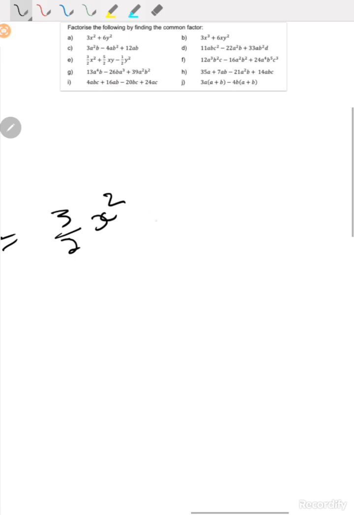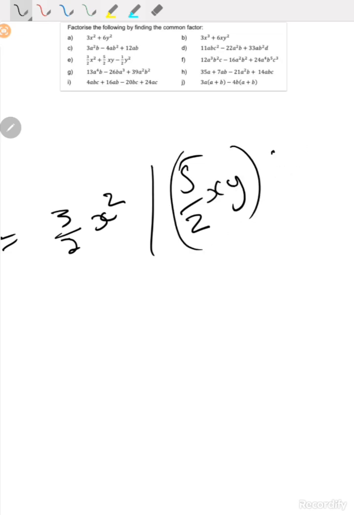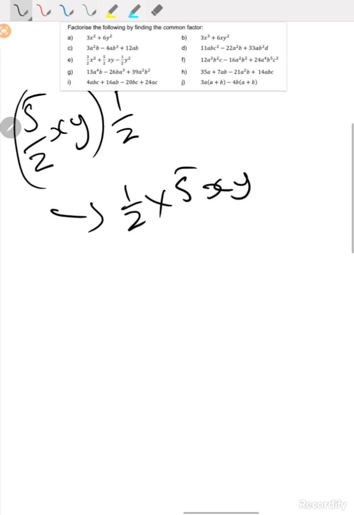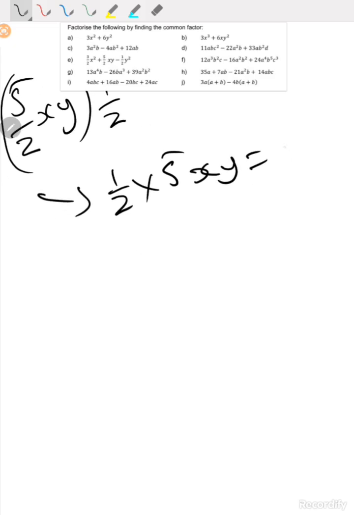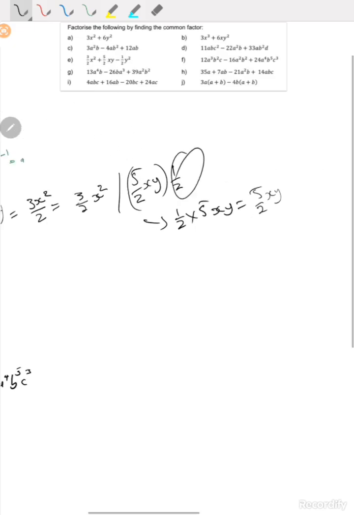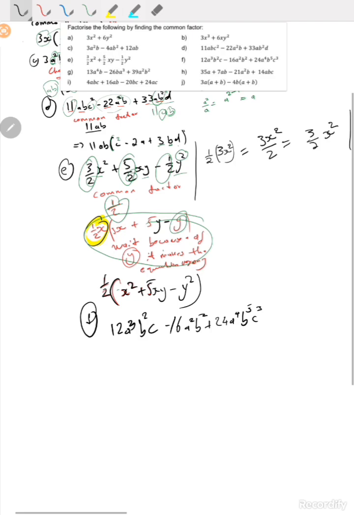So even here, is it 5 over 2 xy, similar, you can divide. So if we multiply 1 over 2 by 5xy, we're going to get 5 over 2 xy. That's our final answer. So hence that is why 1 over 2 is the common factor of this equation.